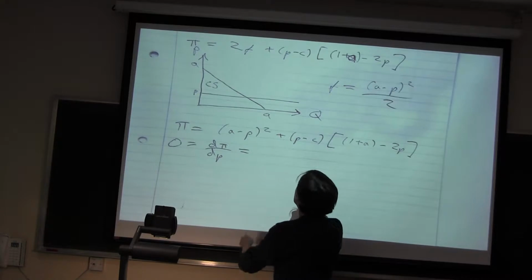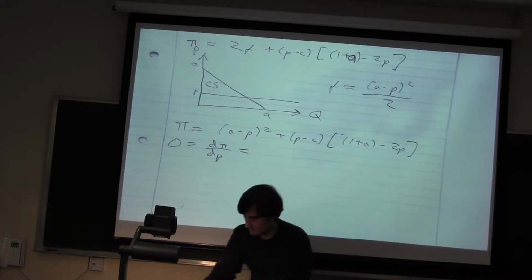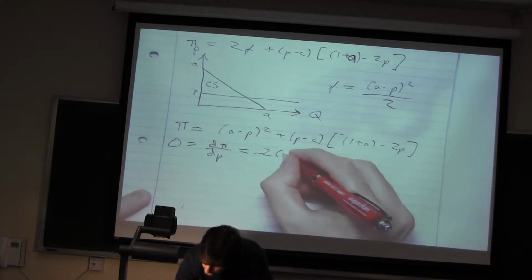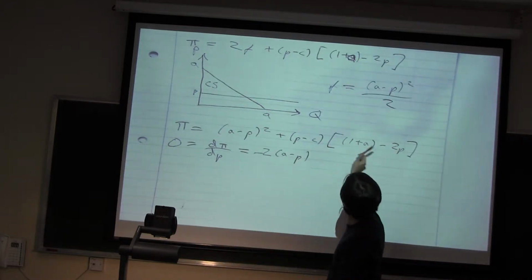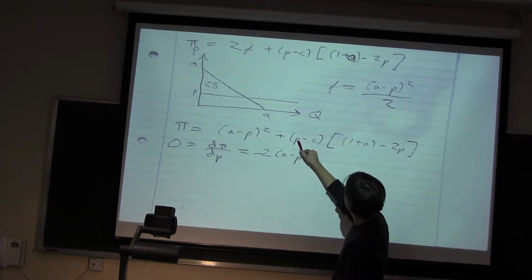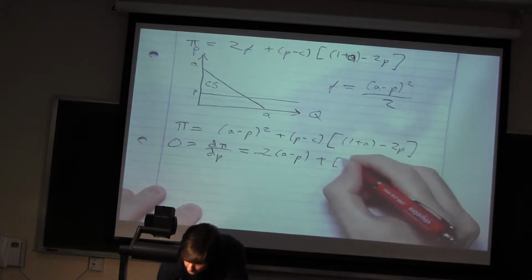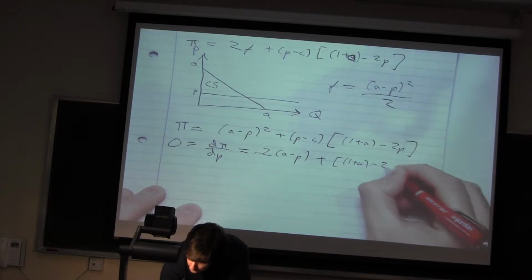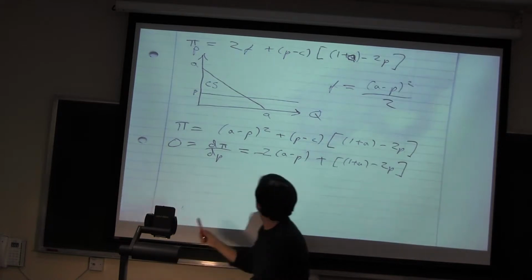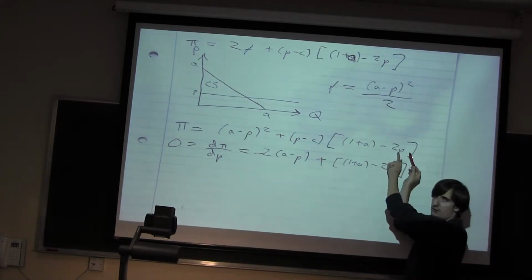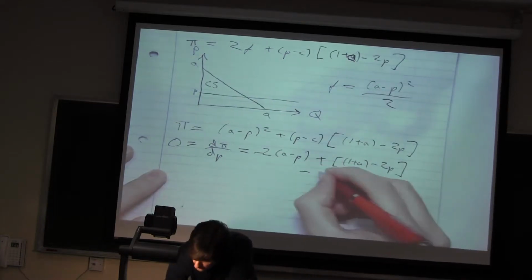So, derivative of this bit is what? And then let's use the product rule here. The derivative of this, which is 1, times this, so we just get that bit again, plus (1 plus A minus 2P). And the derivative of this, well, there's a minus 2P here, so this is going to be minus 2, and minus 2P minus 2.